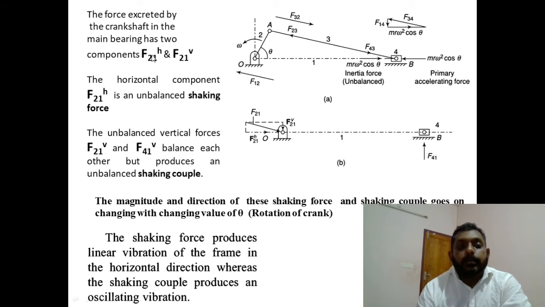The force exerted by the crankshaft on the main bearing has two components that we have already seen: F21 vertical and F21 horizontal. The horizontal component is unbalanced and is called the unbalanced shaking force. The vertical components F21 vertical and F41 vertical balance each other, but produce an unbalanced shaking couple that we discussed in the last slide. So here two unbalances are there: one is an unbalanced shaking force and another is an unbalanced shaking couple.